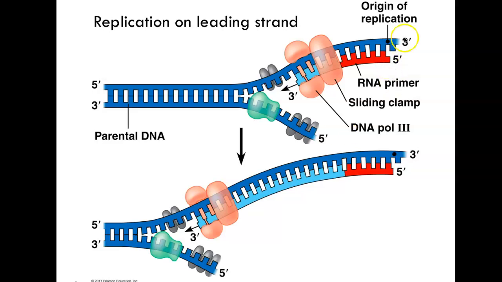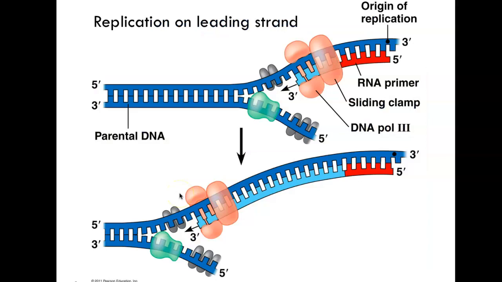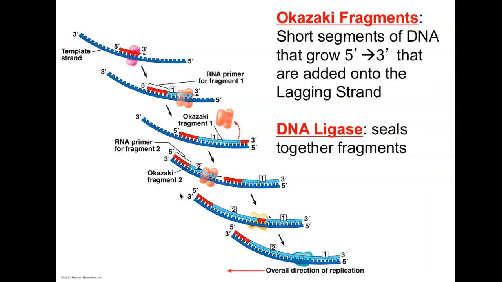Leading strand is going to continuously go towards the replication fork. Lagging strand is going to go away from the replication fork in spurts as DNA opens up. That is because our DNA polymerase can only add to the 3' end, so it has to go in the opposite direction in spurts. And then you have the Okazaki fragments with the lagging strand. DNA polymerase 1 is going to replace primer, ligase is going to seal it all together.